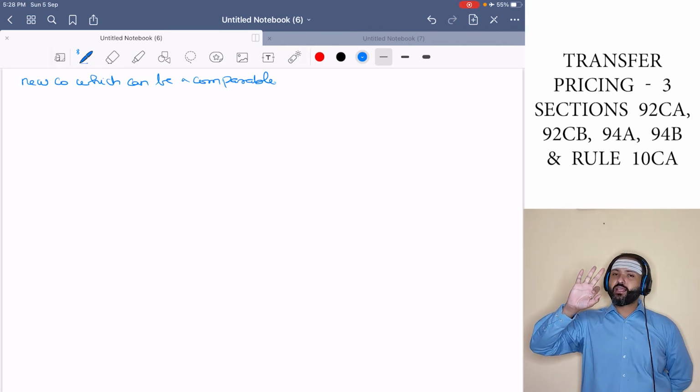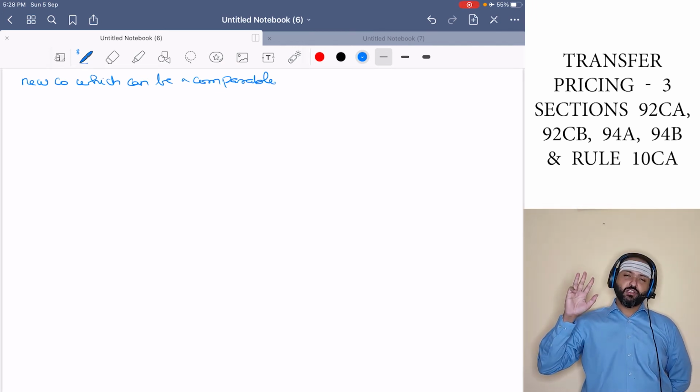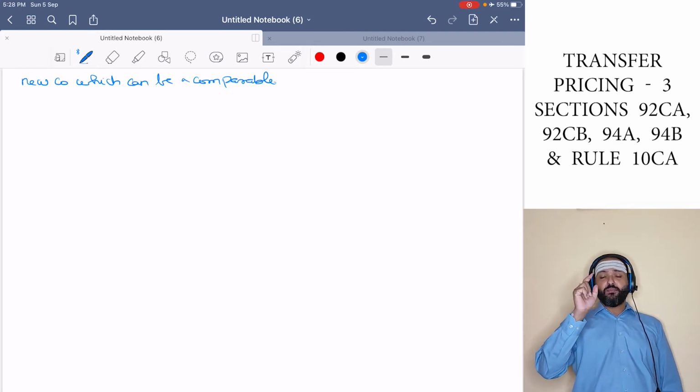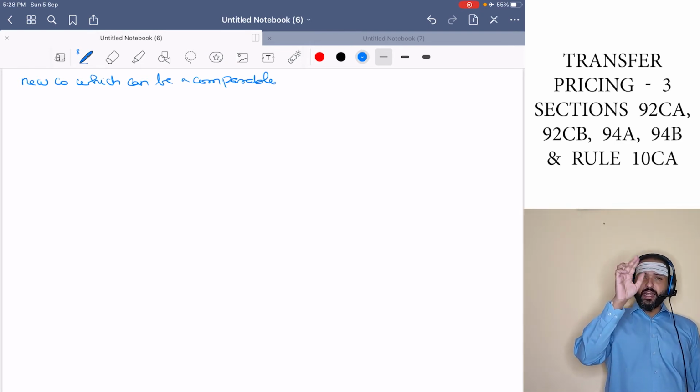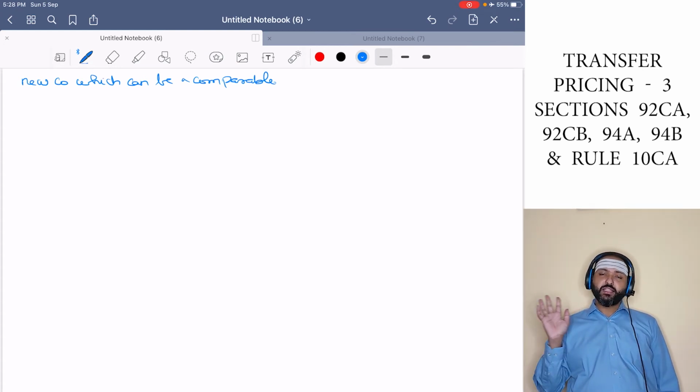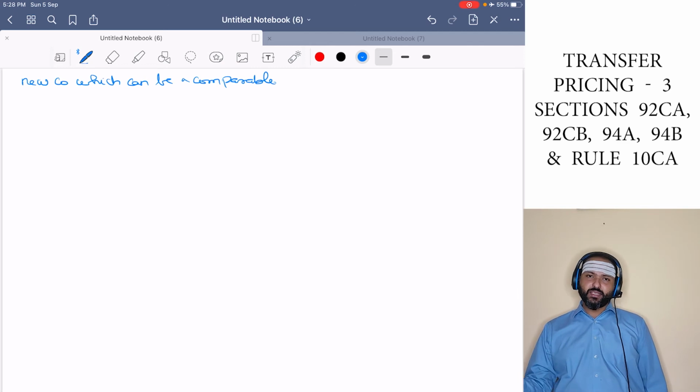So what all can he do? He can make an addition to the list of comparables. He can make a deletion from the list of comparables, and he can complete the incomplete data. And under all these 3 cases, he can redetermine the arm's length pricing. The AO can redetermine the arm's length pricing.